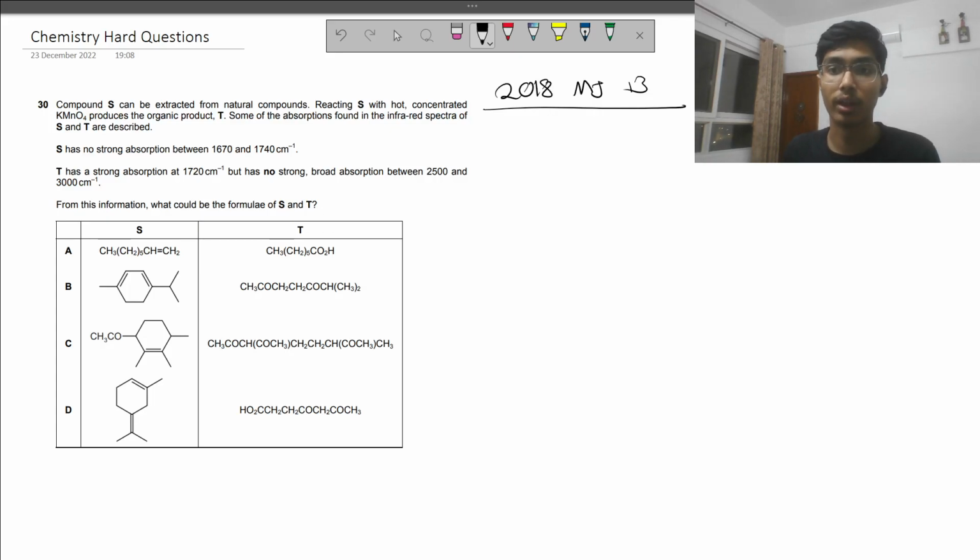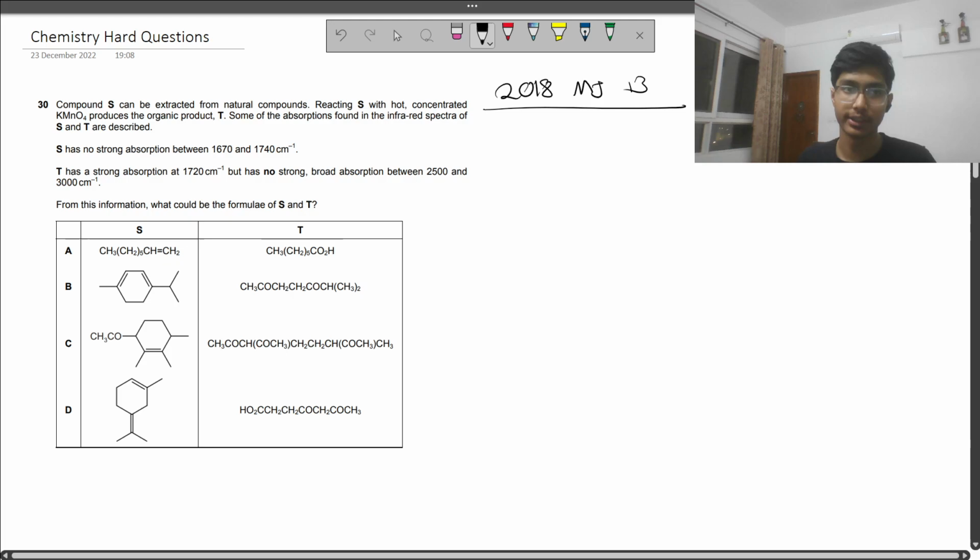Hello everyone, welcome. Today we're going to be doing another chemistry past paper, and this is from the 2018 May-June paper 13. This is one of the trickiest infrared questions I've seen, so I think this will be great to do. Let us first approach this by reading the question.